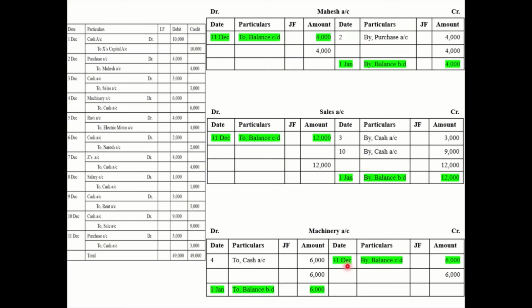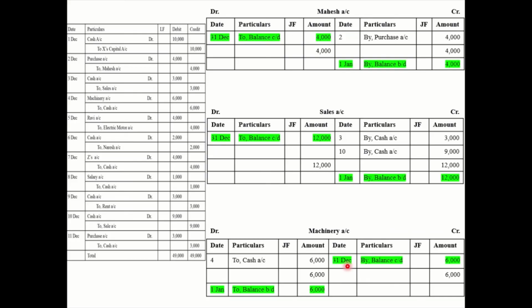Rent account. Okay. Here, on 9th December, rent account entry is on the credit side. That date's debit account we record on the credit side. 9th December, by cash account rupees 3,000. To balance both the sides, 31st December, to balance carried down rupees 3,000. Both the sides are equal now, 3,000, 3,000. Okay. And this is the closing balance of rent account. That will be the opening balance for the next month, that is 1st January, by balance brought down rupees 3,000.